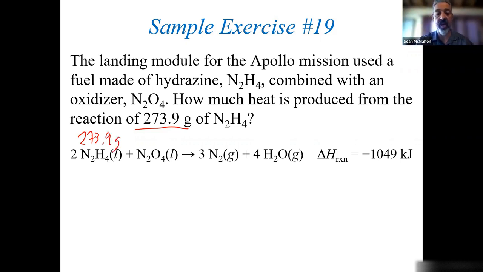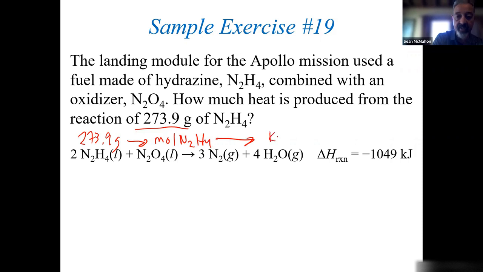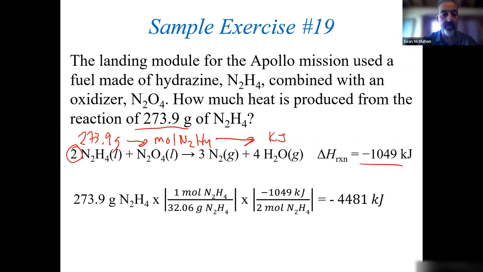So what do I have to do? I have to convert grams of N2H4 into moles of N2H4. And then when I have moles of N2H4, I can convert it to kilojoules. How come? 2 moles of N2H4 will release 1,049 kilojoules. So I start with grams of N2H4. How do I convert it to moles? Molar mass, rules of stoichiometry. Whatever they give you, convert to moles. If they give you 2 things, convert both to moles. It's just double stoich. Now they're giving me 1, so I'm converting it to moles.